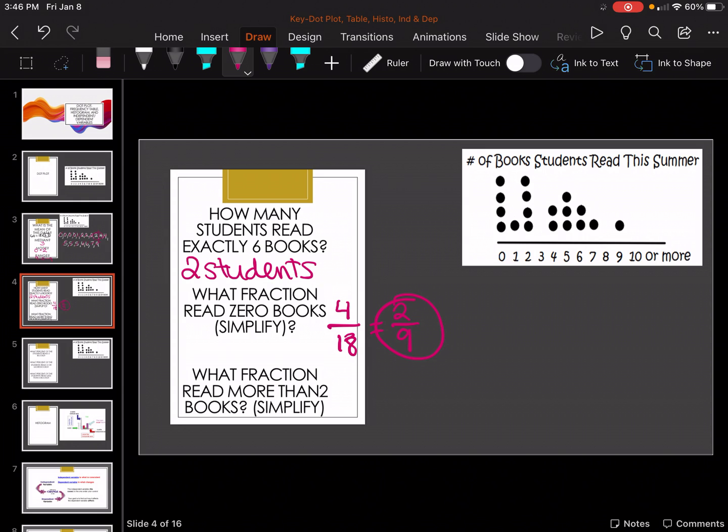And then what fraction is more than 2? So that's not going to include 2, so that's more than 2. So 1, 2, 3, 4, 5, 6, 7, 8, 9. 9 out of 18 becomes 1/2.